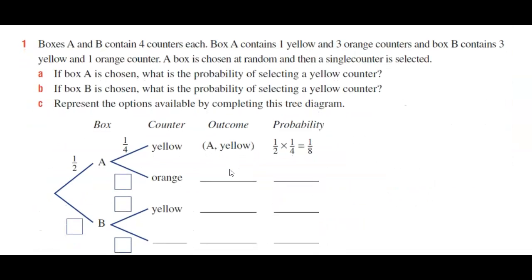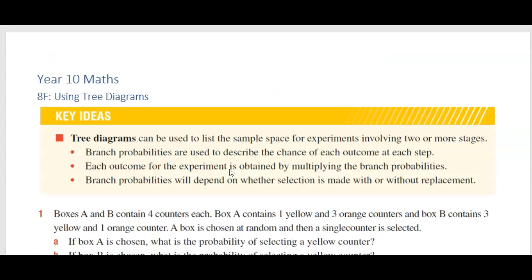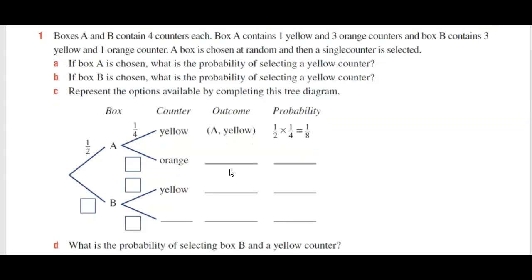All right, so let's have a look first at question 1. Boxes A and B contain 4 counters each. Box A contains 1 yellow and 3 orange counters, and box B contains 3 yellow and 1 orange counter. A box is chosen at random and then a single counter is selected. Okay, so if box A is chosen, what is the probability of selecting a yellow counter?